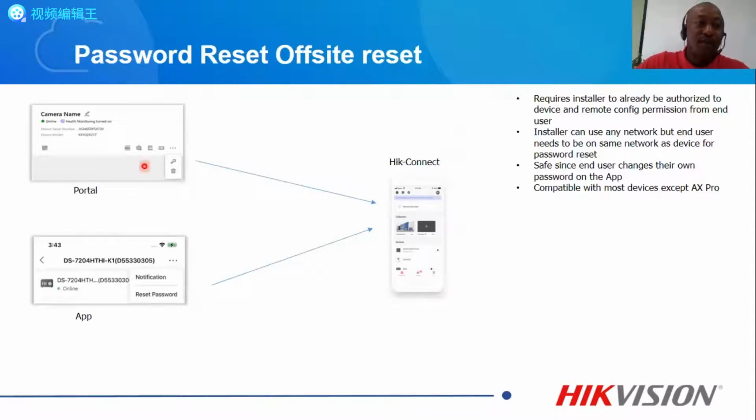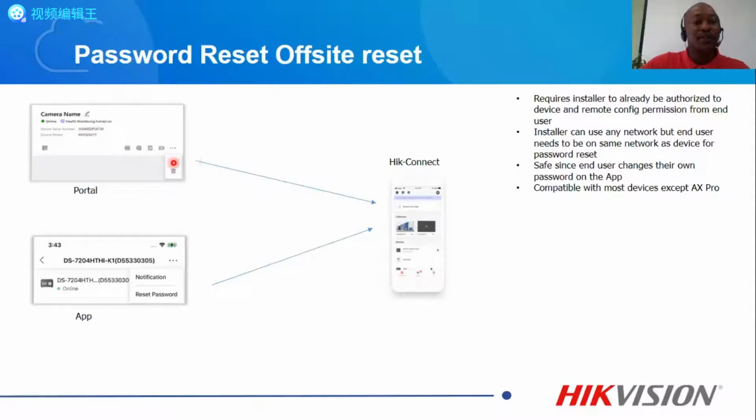Now to request this, you can see there are two options. This is via the web portal, if you're logged in onto the HikPro web portal, and this is the app itself, if you're logged in on the app on your phone. So as an installer, you can be on any network. You just log in onto your HikProConnect, you go into the site, and as you can see here, there's an option to request the password reset.